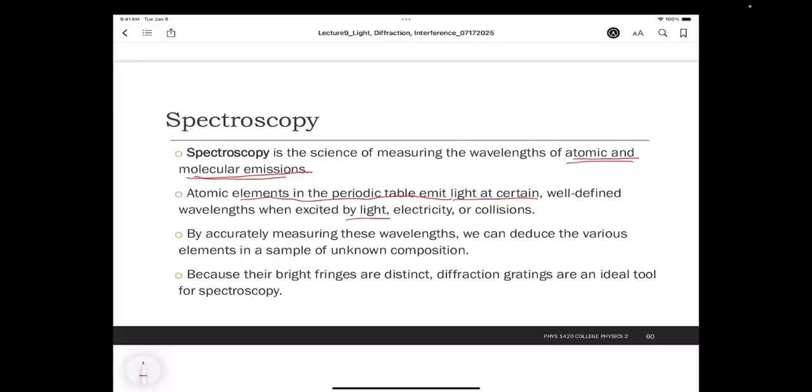Actually, there is one example in the textbook. You can review it. But here you just need to know that based on the equation for diffraction gratings, you can measure the wavelength of atomic and molecular emissions.